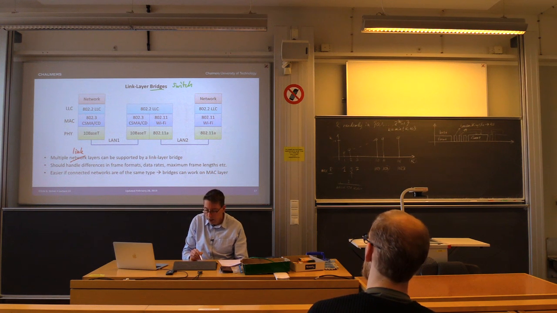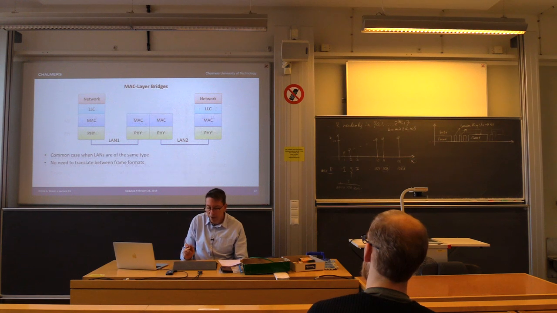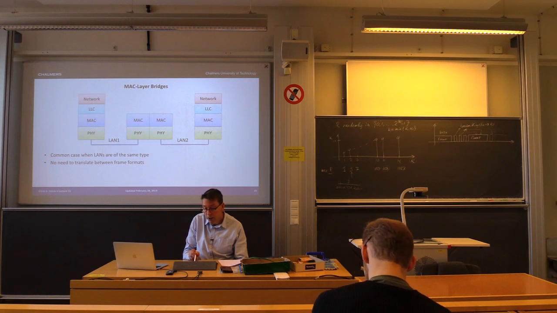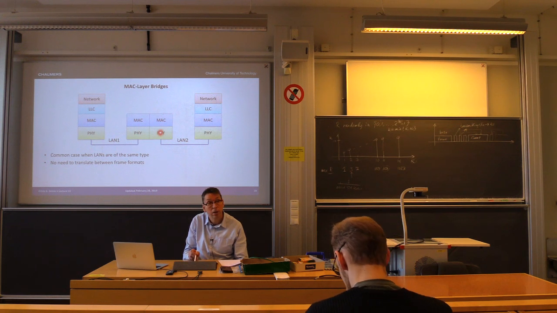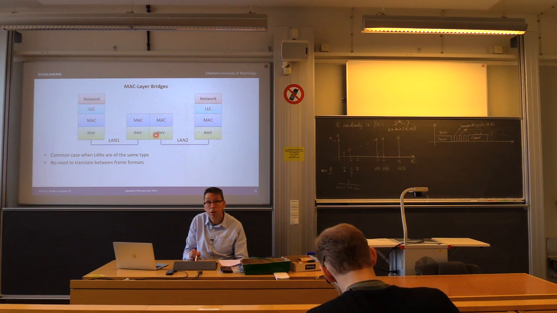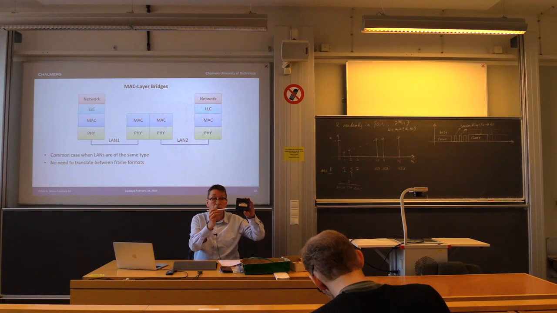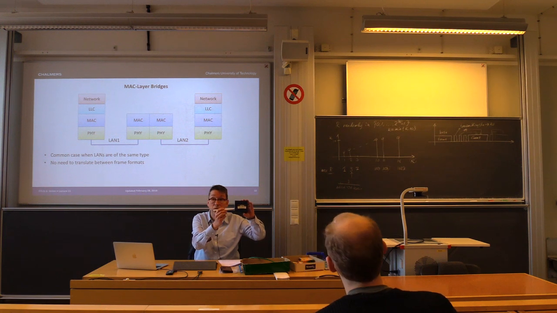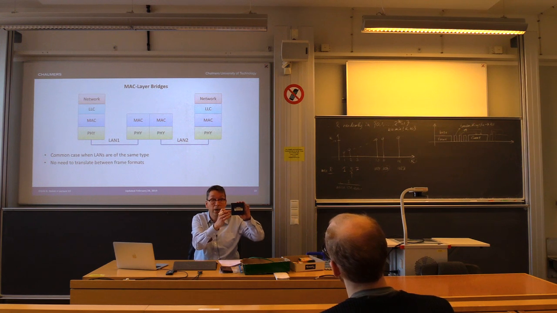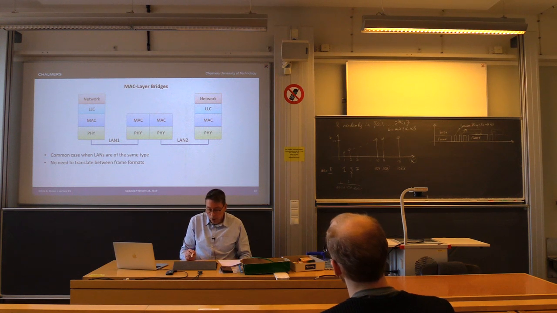To simplify things, if we have the same MAC layer here, there is no need for doing frame translation, because the frame that goes up here is the same frame format that goes down here. Could be still different physical layers. For instance, as I said here, it could be a 100 megabit physical layer or a 10 megabit physical layer, but it's still Ethernet frames, right? Same MAC layer, and therefore it's a simpler device. So there is no need to translate between frame formats.